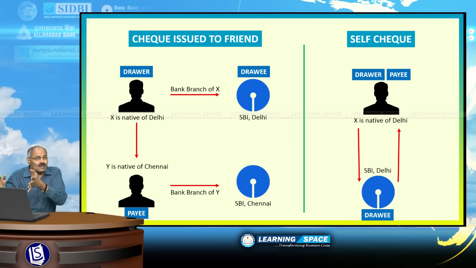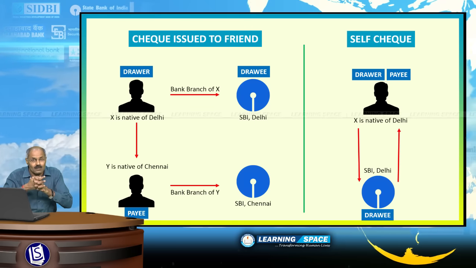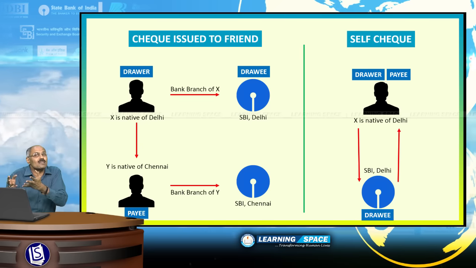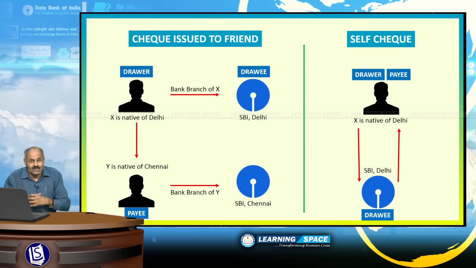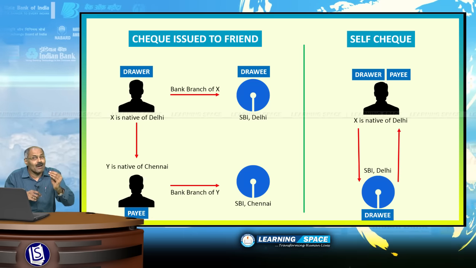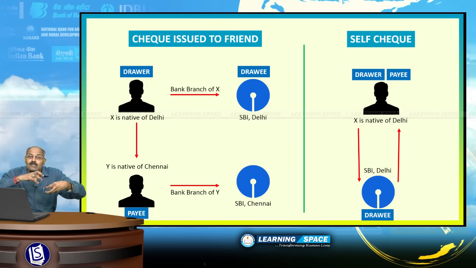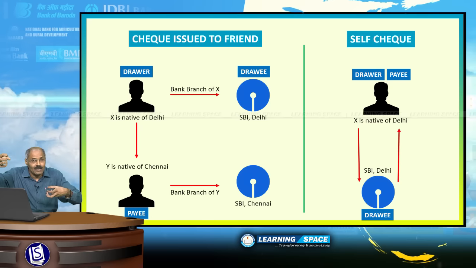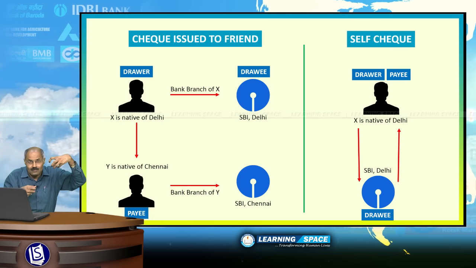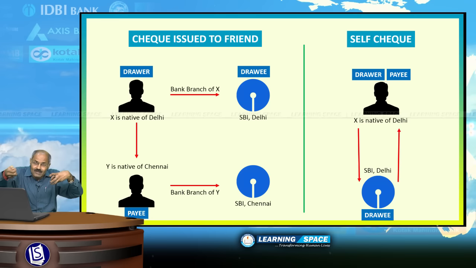Let us look at a situation when we are withdrawing money by going to the bank. That is known as self check. So far I have discussed the left hand side illustration. Let us look at the illustration towards the right hand side. Here the illustration is self check. I am withdrawing 1 lakh rupees by going to the bank. X is the person in Delhi, he is going to his branch SBI Delhi to withdraw 1 lakh rupees. Here the drawer is X, drawee is SBI Delhi and payee is also the drawer because he himself is withdrawing.